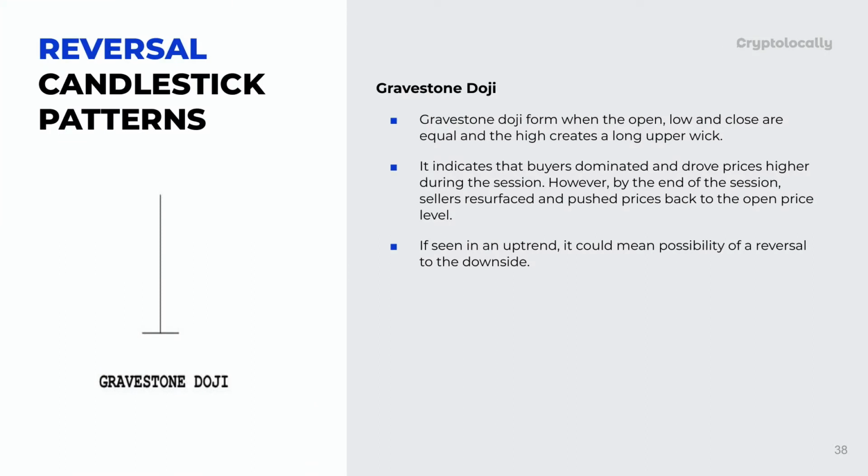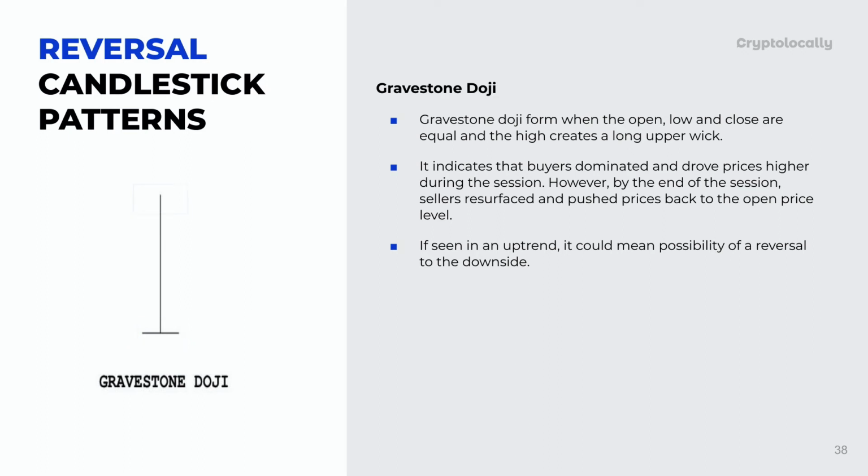When you see a gravestone doji, it means the open, the low, and the closing price are equal, and the high creates a long upper wick. So this is what it looks like. The opening price was here, the closing price was here, but the high price was this wick here.